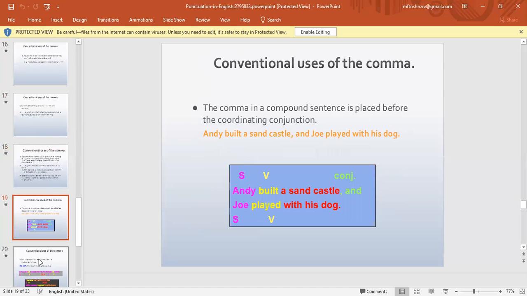The comma in a compound sentence is placed before the coordinating conjunction. Andy built a sand castle, and Joe played with his dog. You can see it is subject, verb, and conjunction. Andy built a sand castle, and Joe played with his dog. Subject, verb.